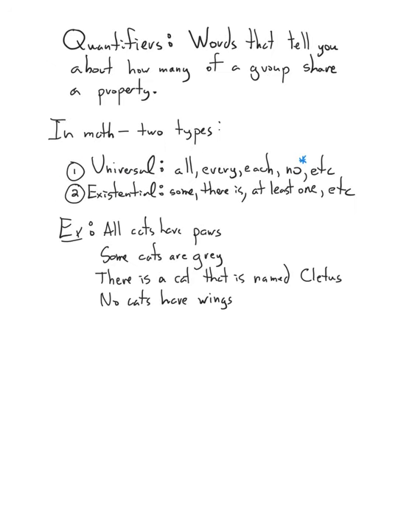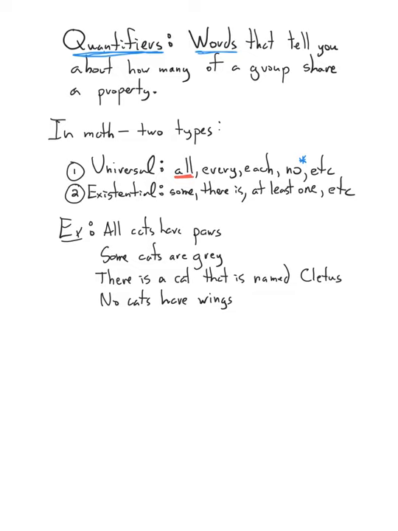So we talked about truth values of various statements and open sentences. Now we need to determine how many objects a certain sentence applies to. And this is done using this idea of quantifiers. They're just words that tell you something about how many objects in a group a property applies to. There are two types of quantifiers that we really care about in math. One is universal, and that tells us about all objects in a category.